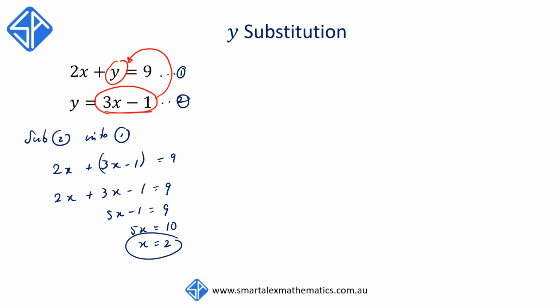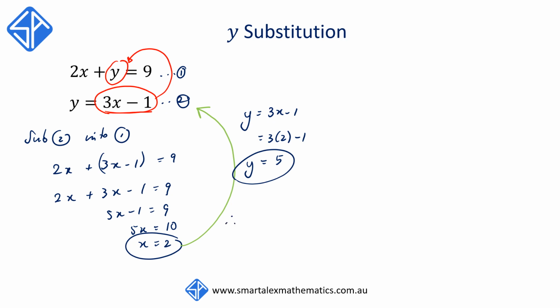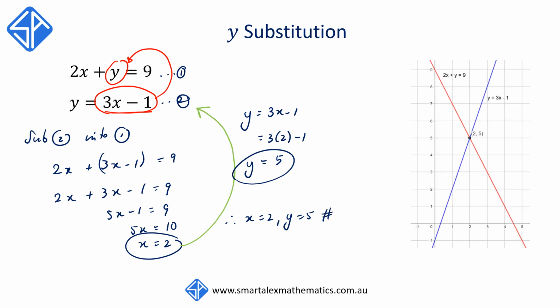Now, once we get the solution x is equal to 2, we're going to sub back into any one of the above equations. So in this case, I'm going to sub x back into equation 2. So we got y is equal to 3x minus 1. This is 3 times 2 minus 1, which simplifies to y is equal to 5. So our solution to this set of simultaneous equations is x is equal to 2 and y is equal to 5. And what this corresponds to is nothing more than the point of intersection of the two equations, which are represented by the two straight lines.